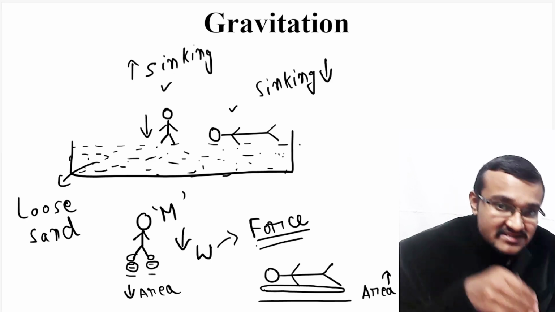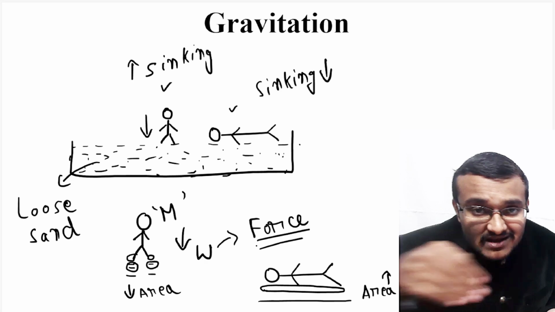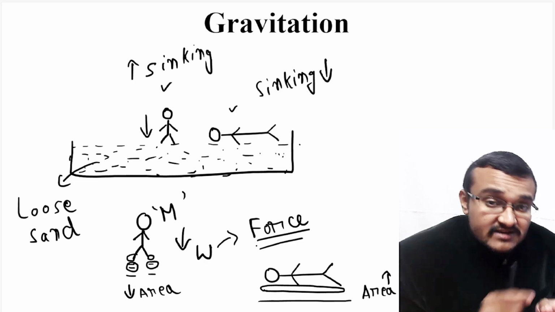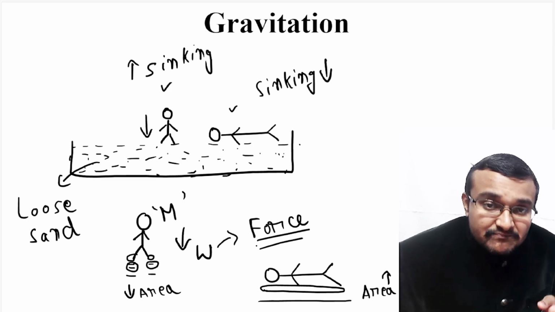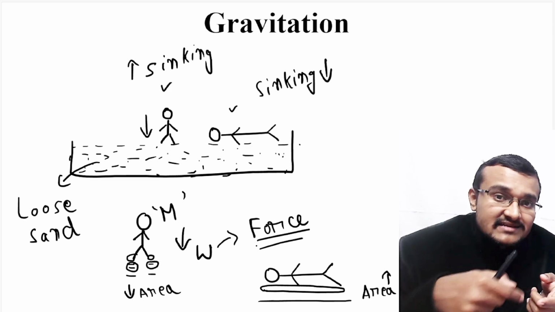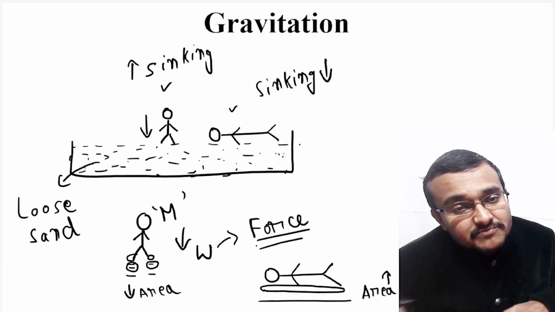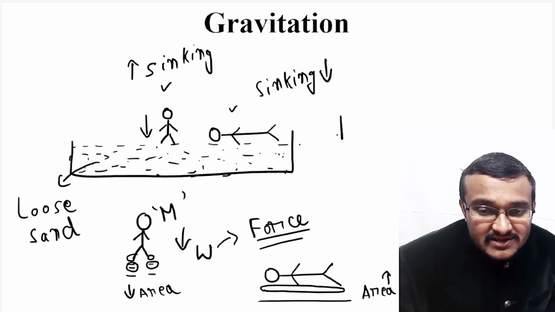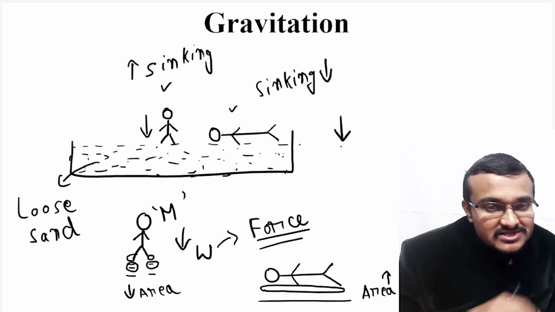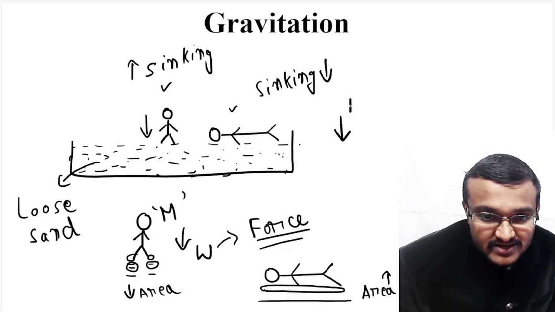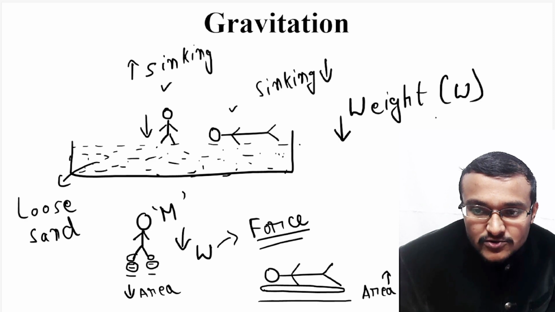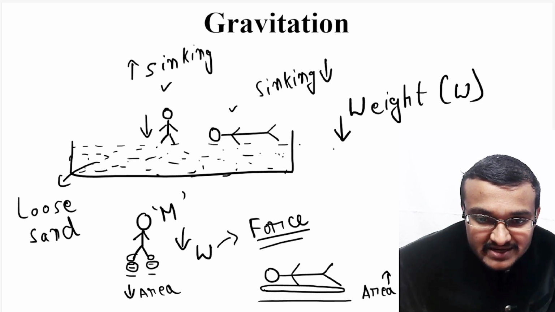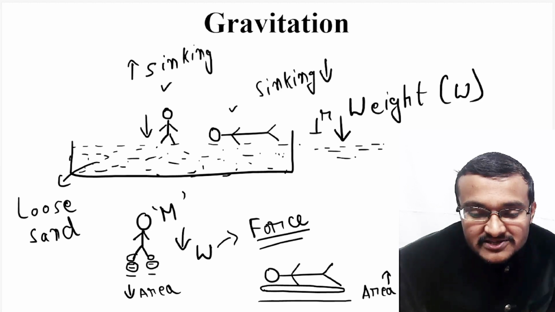In both cases, when the man is standing and when the same man is lying on the sand, the weight will be the same because his mass is the same and acceleration due to gravity is the same. So weight is the same, but the contact area is increased when that person is lying down. The weight W of the person is acting perpendicularly on the surface of this loose sand.